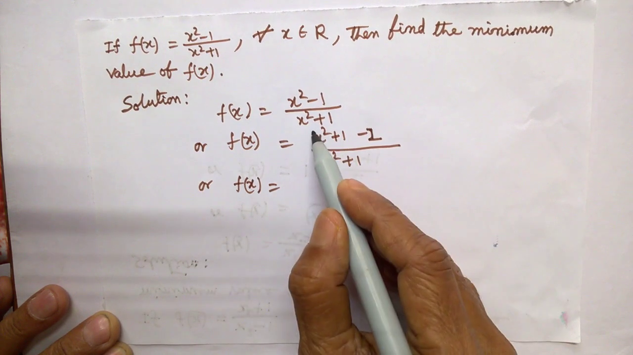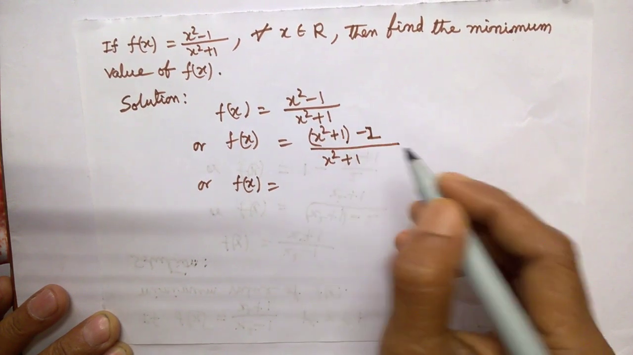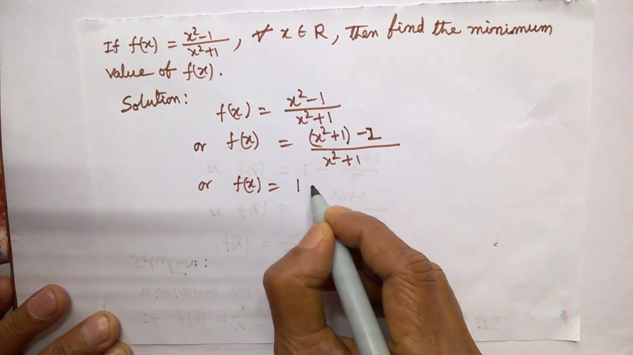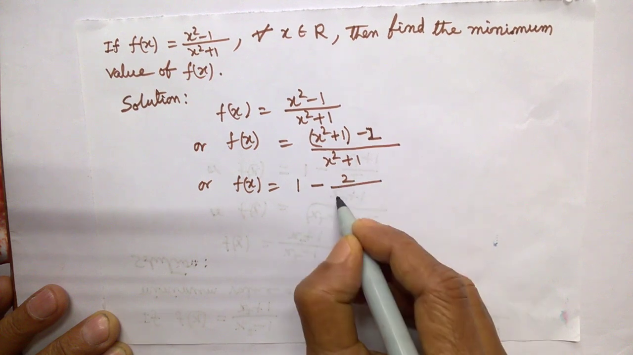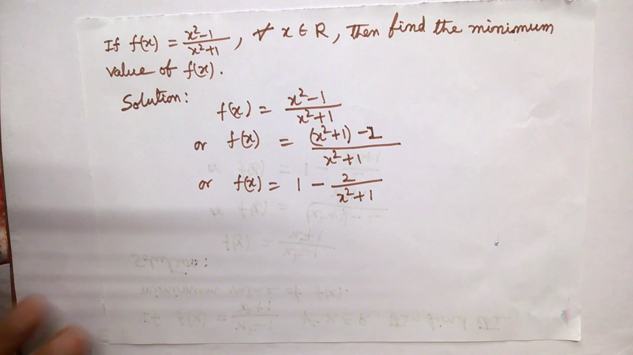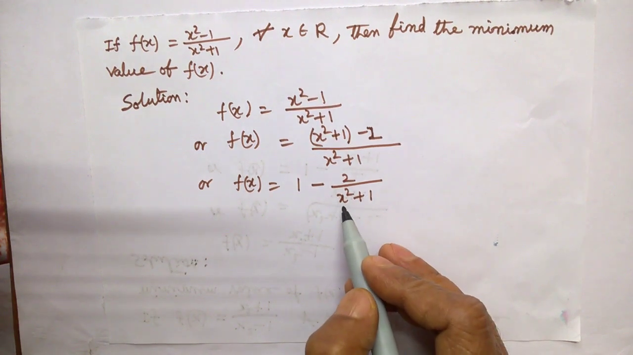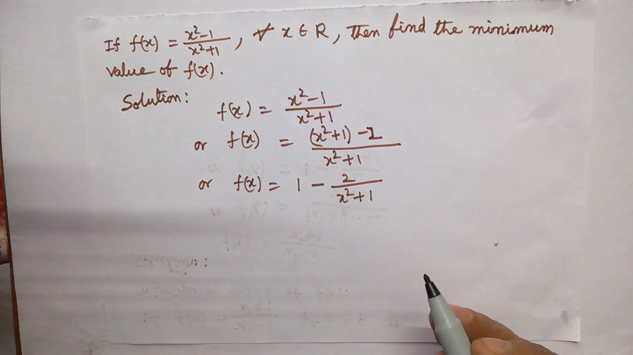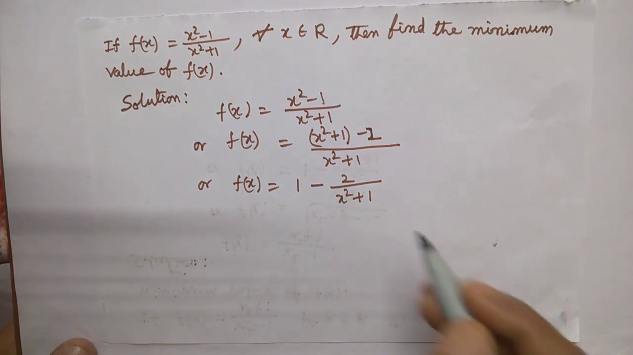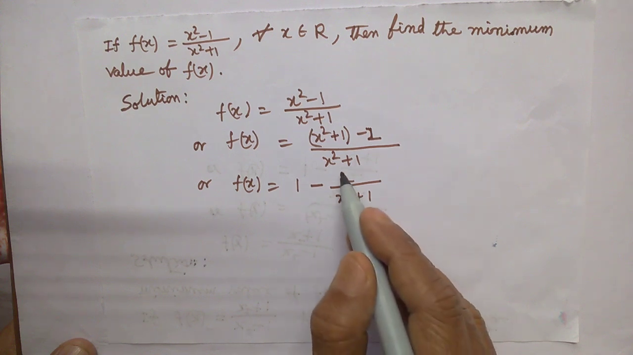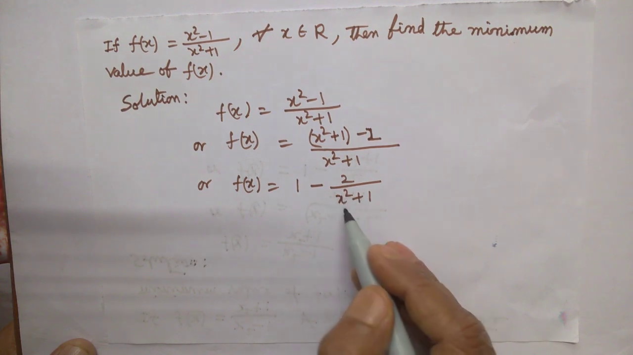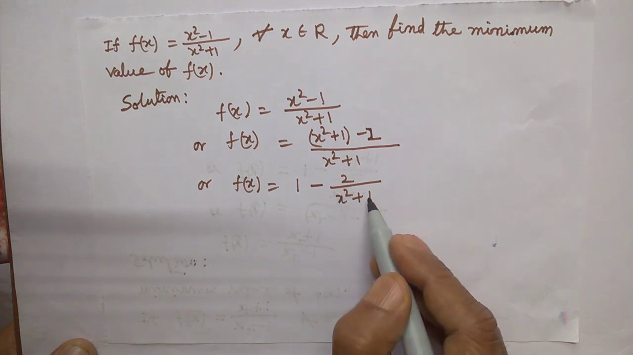Now we will break up into two parts. This is first part, second part. (x square plus 1) by (x square plus 1), it will be 1 minus 2 by (x square plus 1). Now see, whatever be the value of x, x square must be positive. And if x increases, this whole value will decrease because the denominator is increasing.